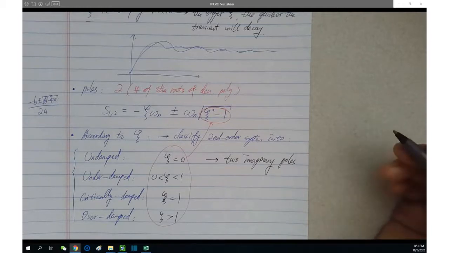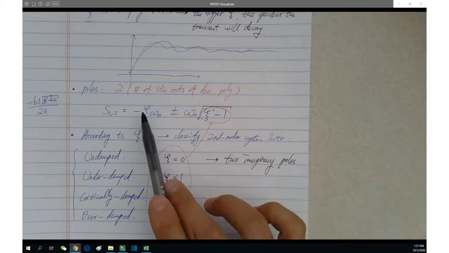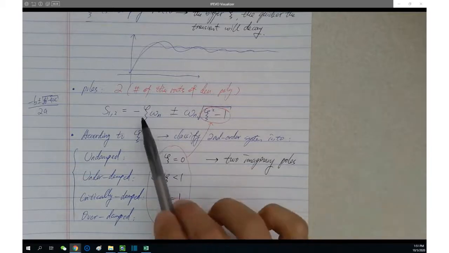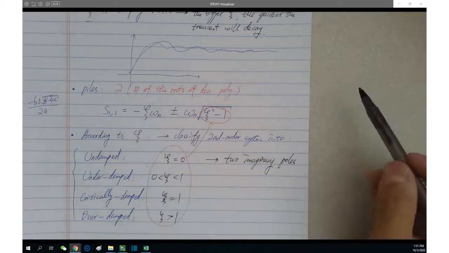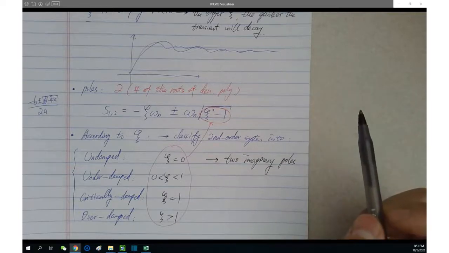Well, I just received a correction from Noah about the pronunciation of this. The damping ratio is zeta. Okay, it's zeta then. Zeta, damping ratio, zeta.